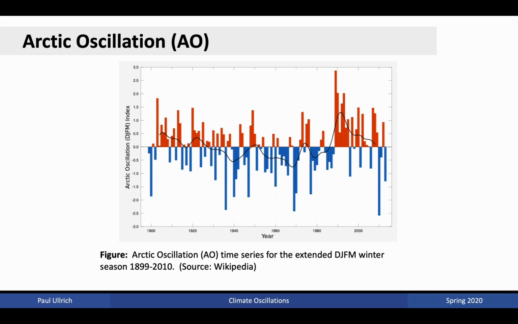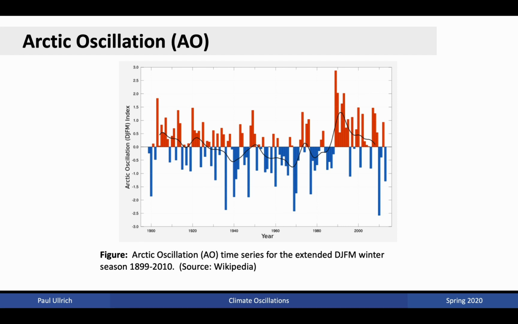Here's a time series of the extended December, January, February, March winter season, showing the Arctic Oscillation indices. Red in this plot corresponds to positive phases of the Arctic Oscillation, and blue corresponds to negative phases. As we can see, there's no obvious trend over this short time period.